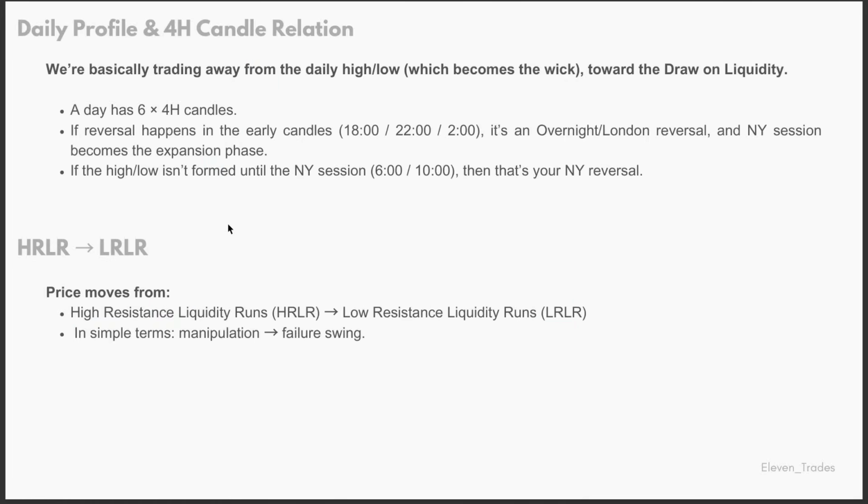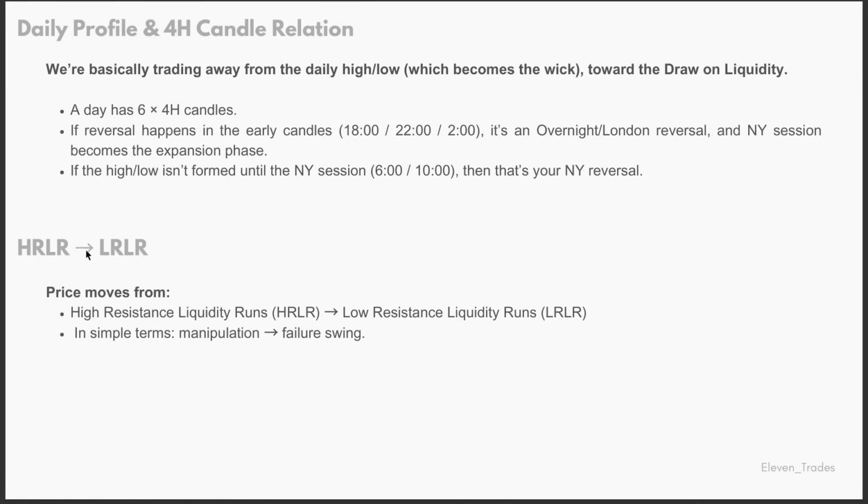Now, the daily profile and the 4-hour profile relation. In a daily range, we are basically trading away from the high or low of the day, which is that wick, and we are trading towards the failure swings. Now, the idea is that a day has six 4-hour candles. If a reversal happens within the early candles, like 18:00, 22:00, and 2 a.m., it is called an overnight or London reversal. If the reversal is occurring within the New York AM session, within the 6 a.m. or 10 a.m. candle, that is the New York reversal.